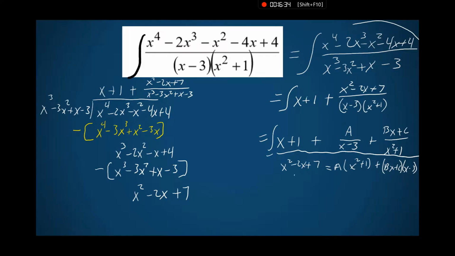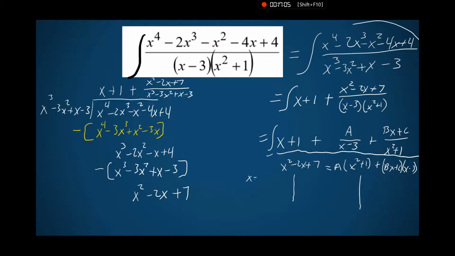We can plug in 0 first. Okay, if I plug in 0, that will let me solve for c. If I plug in 0, I'll get 7. Actually, that doesn't let me solve for c because I still have a constant for a. So plugging in 0 doesn't help me. Not yet, anyway. Okay, I would probably start with 3.